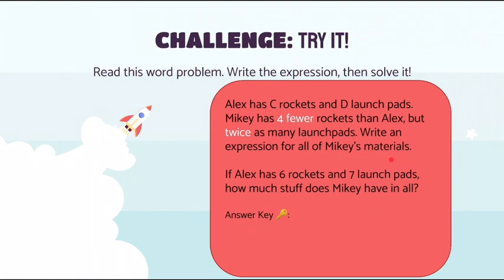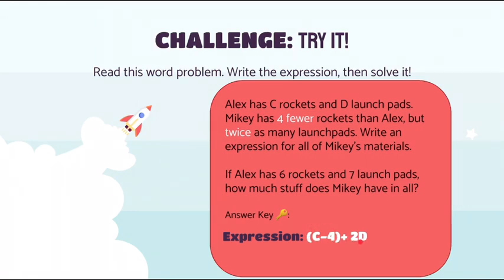Just as I told you earlier, you must pay attention to keywords that are given to you in this word problem. I already gave you a hint as to which keywords to pay attention to, but we can see fewer. What does fewer tell you? Fewer indicates that we will be using the subtraction sign when writing this expression. We can see that Mikey has twice as many launch pads, which also indicates that we will be using multiplication, more specifically multiplying the number 2. This would eventually give us the expression of C minus 4 plus 2D.